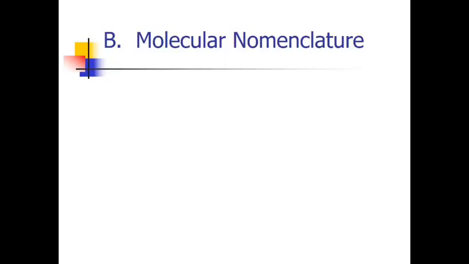We're going to finish up Chapter 7, Section 1 right now. So this is Chapter 7, Section 1. You can call it a Part B if you want to. But this one is going to be about molecular nomenclature, and that will include acids.